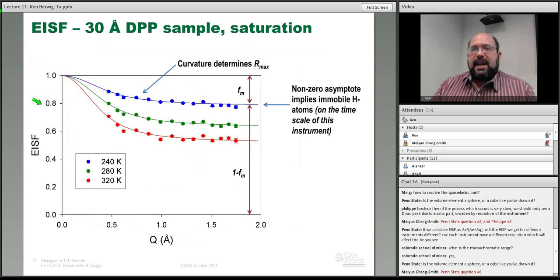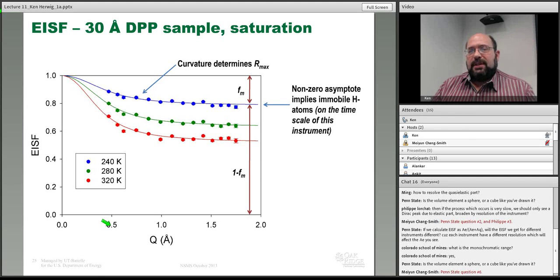Here is the EISF now for a 30 angstrom pore size with maximized DPP coverage. You can see the model I've used is one of restricted diffusion. So the solid curves are a model of restricted diffusion, and the circles are the results from the experimental measurements using the curve fit, the fitting model that I showed before.